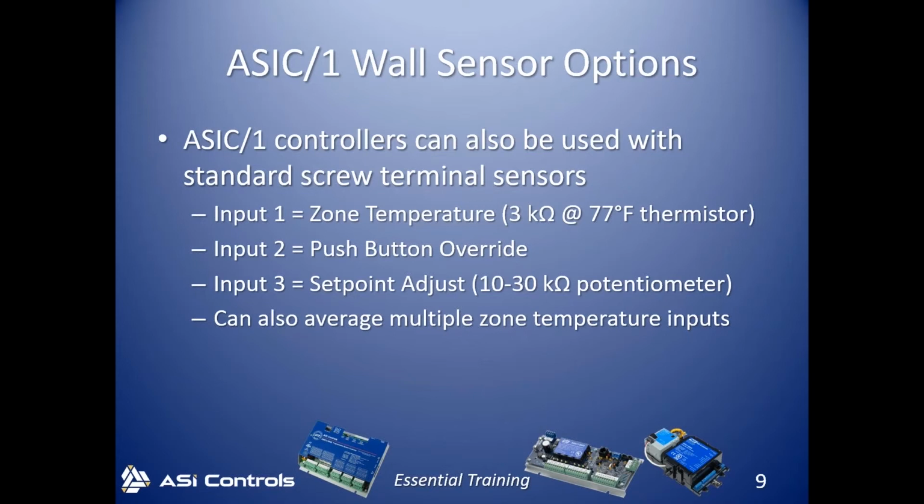So if you have already been buying wall sensors from another vendor, if you gave them those kind of signal requirements, they probably have something to suit that. And in some cases, there's multiple zone temperature sensors, maybe like a big conference room or something like that. And so you can actually program multiple zone temperature inputs on an ASIC 1, and it just automatically averages the zone temperature inputs and uses that as kind of the control point for its calculation.